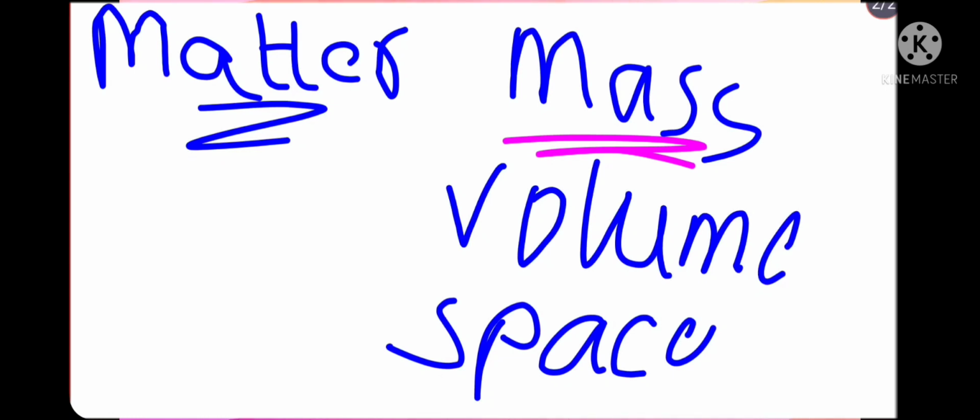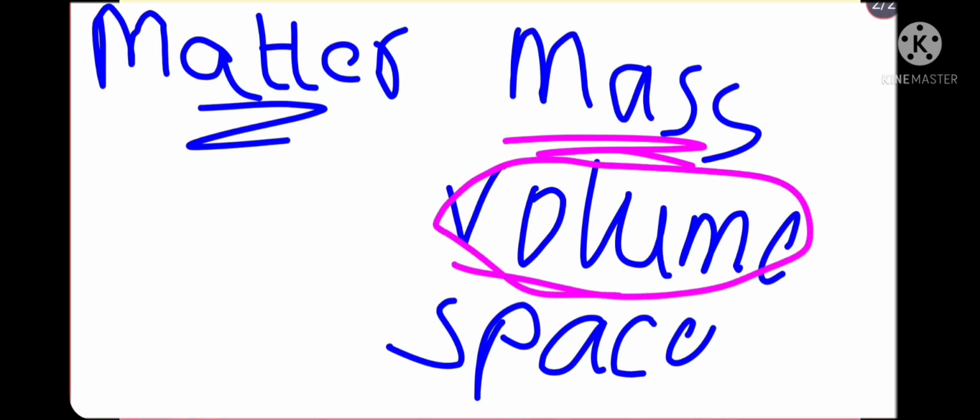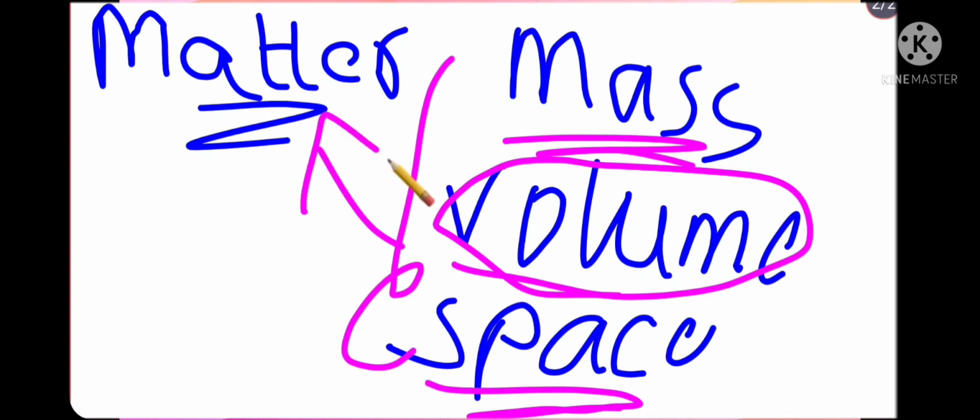Does it have any mass? Yes, it does. What about the volume? Volume is the total space which it occupies. So what do you mean by space? Keep the book on a table or a bench, where it occupies a certain space. So all these qualities are found in matter? Yes.